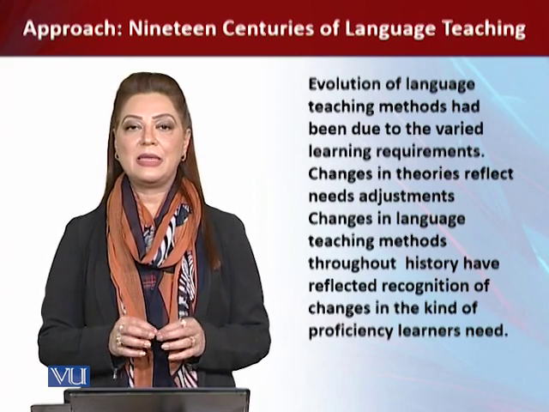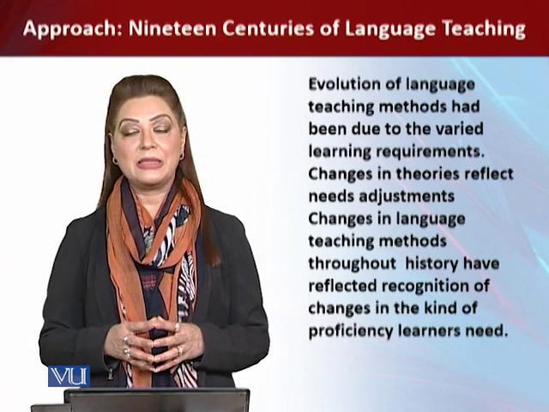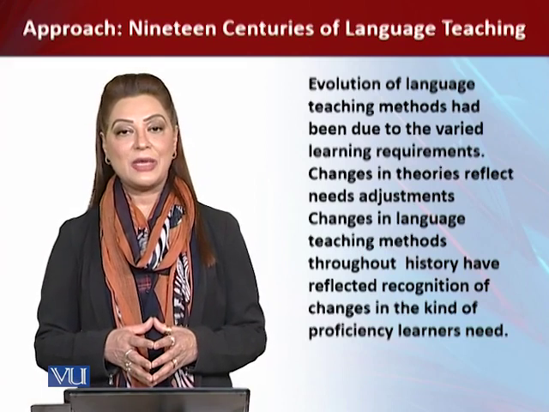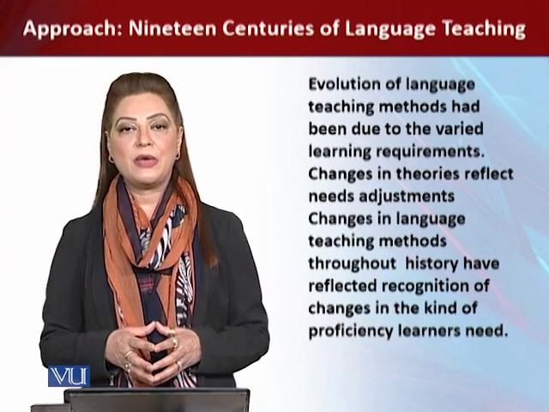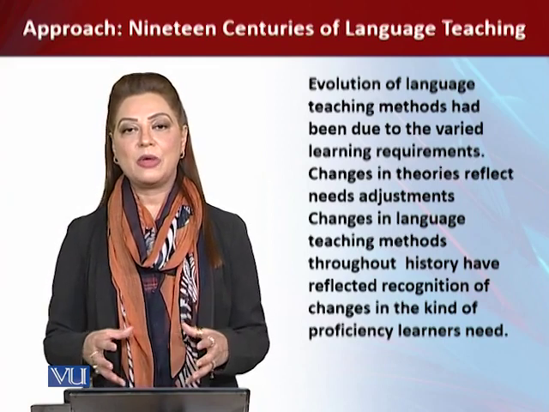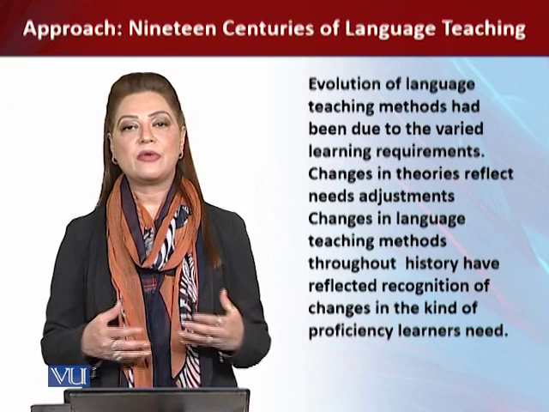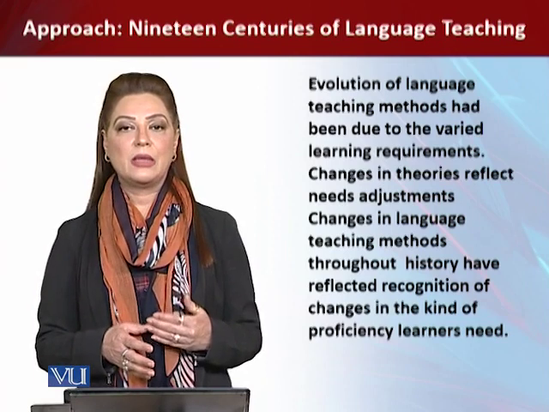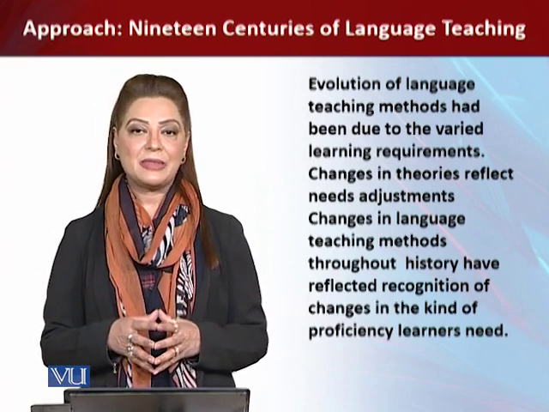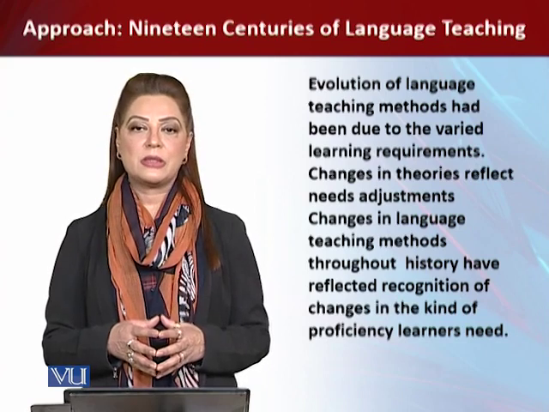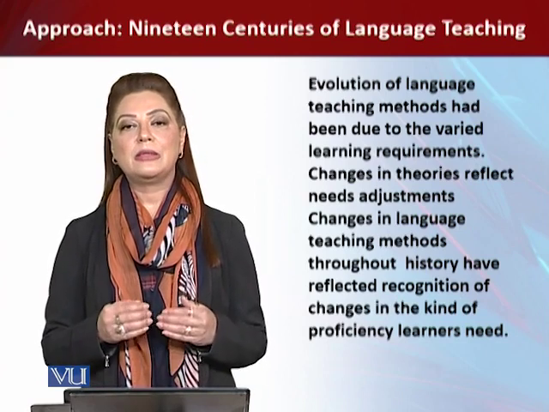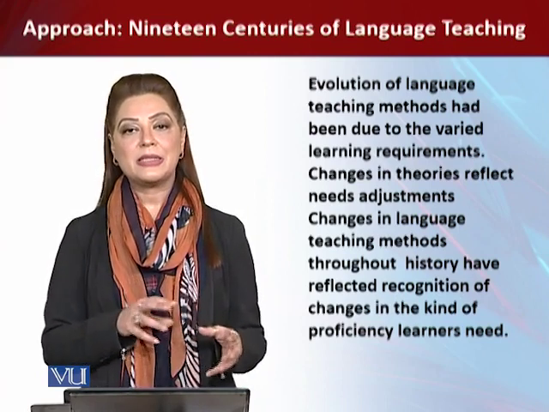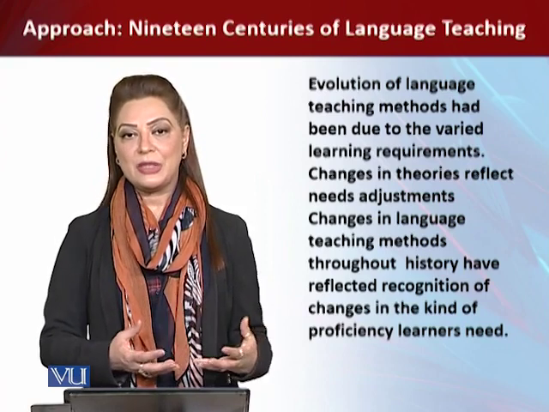Then we see that in the last 2 decades of the 19th century, we saw 2 different models. One is known as the series model, introduced by Francois Gouin. The series model basically consisted of a series of connected sentences. It did not gain popularity, and then it was replaced by the direct model, which was introduced and developed on the basis that the second language should be acquired in a similar manner in which the first language is learned.